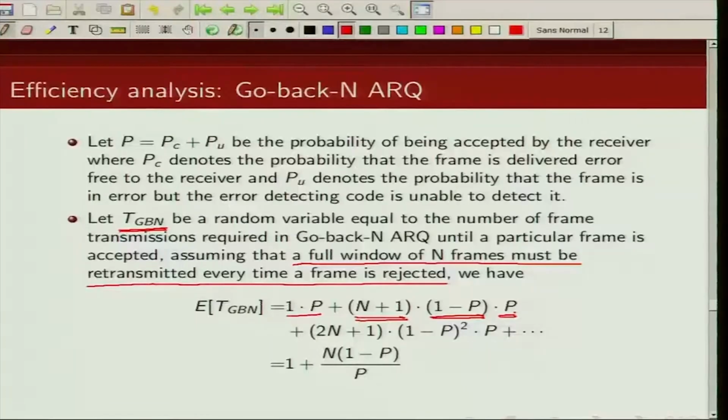Similarly, what's the probability that T sub GBN is 3? The first 2 transmissions we did not receive the packet correctly, but in the third transmission it was received correctly. That probability is given by this, and the number of frames that we transmitted is 2 times N plus 1. Like this we can compute, and the expected value comes out to be this quantity, which is 1 plus N times (1 minus P) divided by P.